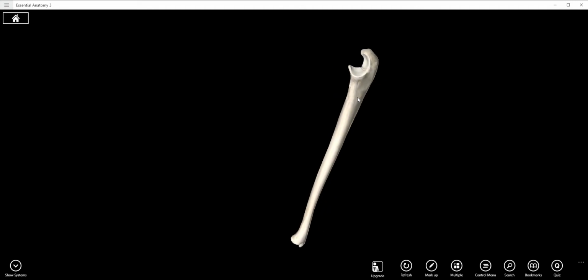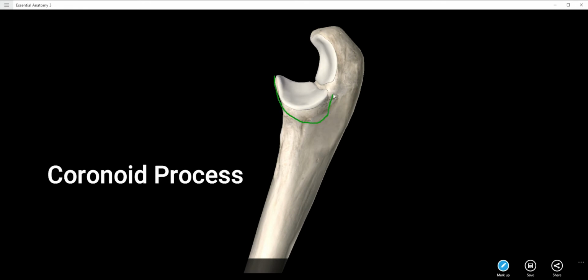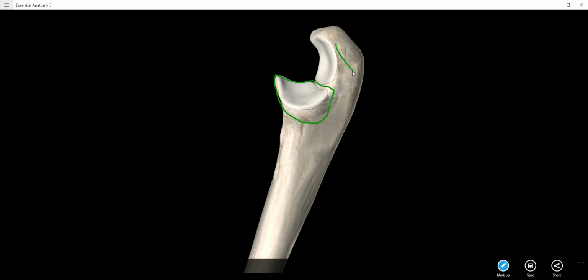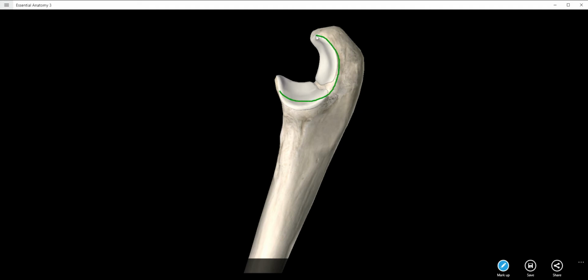So let's go ahead and label the other piece of this little hook structure here, and that's right here. This is called the coronoid process. So this was the olecranon process. This is the coronoid process. The notch that the two of these processes make up is this notch right here, and that is called the trochlear notch, named after its articulation with the trochlea on the humerus.